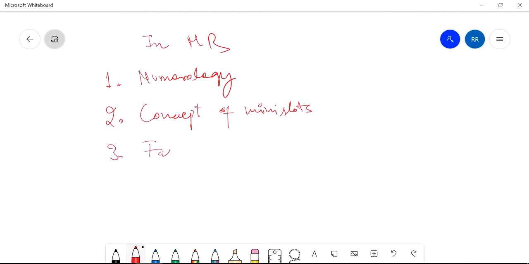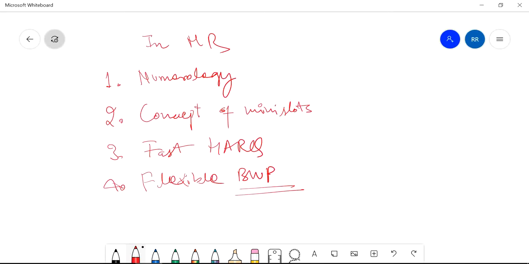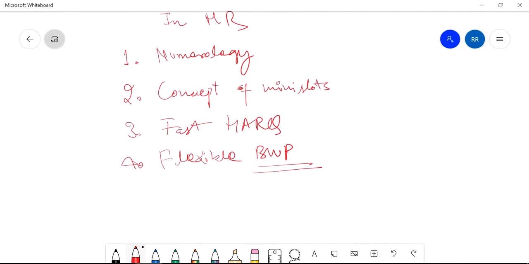The concept of fast HARQ is there. Flexible bandwidth part, BWP as we call it, is there. After that, you can say network slicing is there. So those are the different things I will explain later. Today I have explained these two concepts.